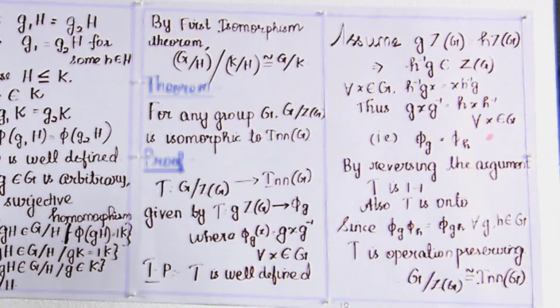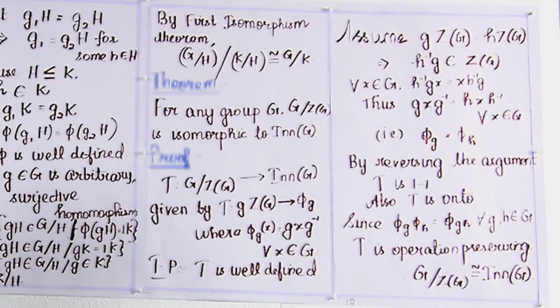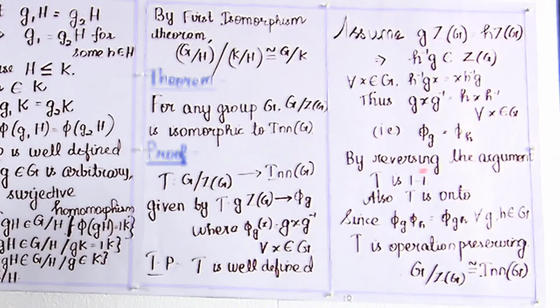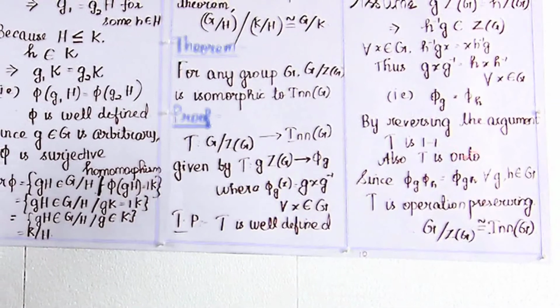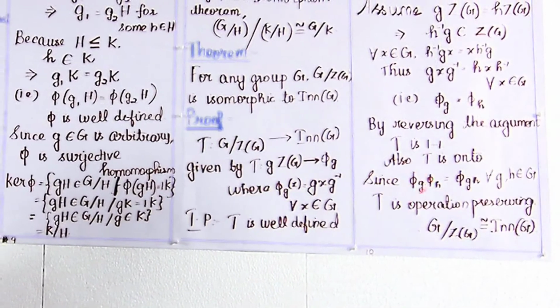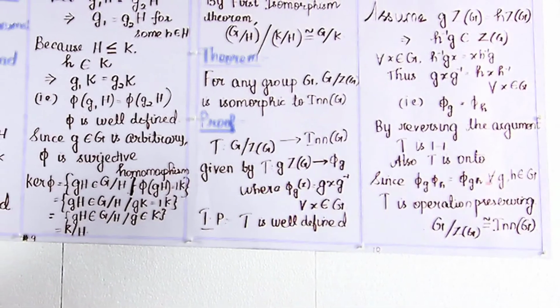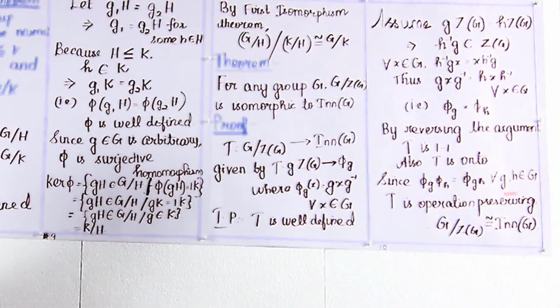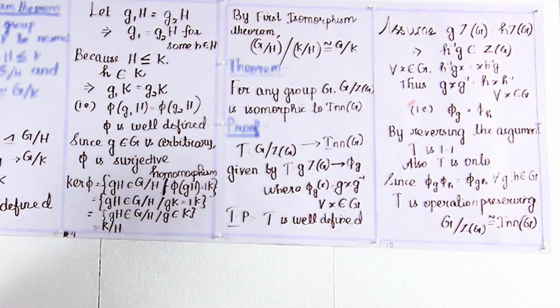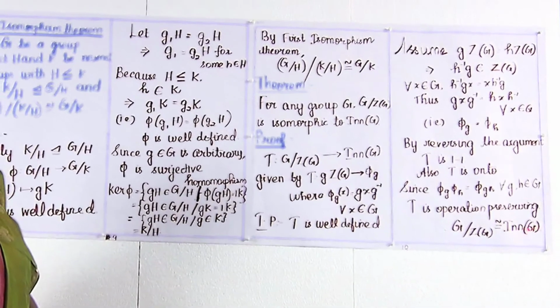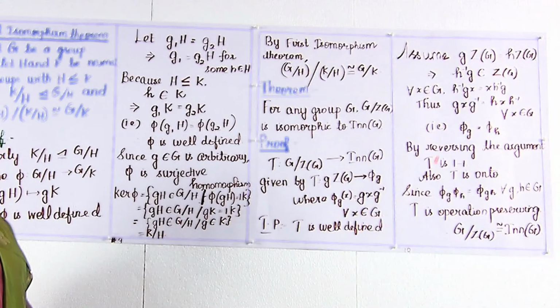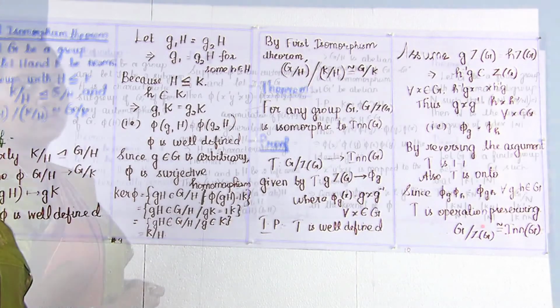If we go in reverse, if phi_g is equal to phi_h, when we retrace the argument, we can prove that T is 1-1. Similarly, we can show that T is onto. There are no remaining elements here, therefore, T is onto. Since phi_g phi_h is equal to phi_gh for all g, h belonging to G, T is operation preserving. So, from this we can show that G/Z(G) is isomorphic to the inner automorphism group of G. So, we have shown that it is well defined, the homomorphism property holds, it is 1-1, it is onto, and therefore, this is true, hence proved.